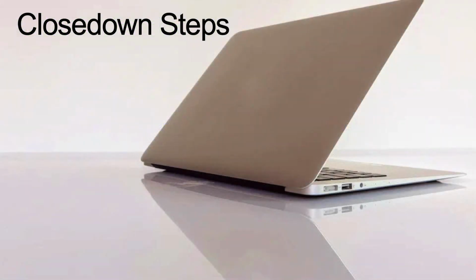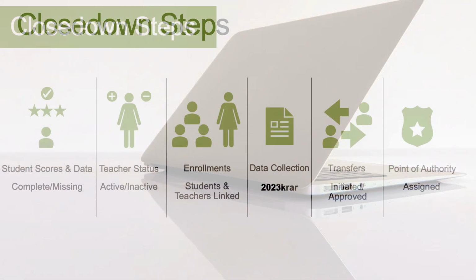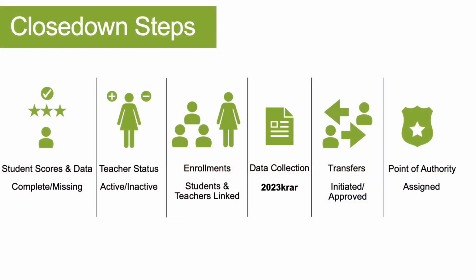So let's talk a little bit about Closedown Steps. I'd like to provide you with this checklist, if you will. The list contains all of those sections that you need to be thinking about and be considerate of as you're preparing to close down for this window. We want to start on the left here with regards to student scores and data. It's important that you check the data to make sure that it's complete.